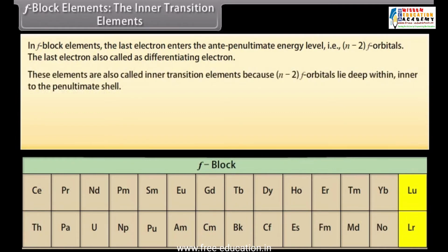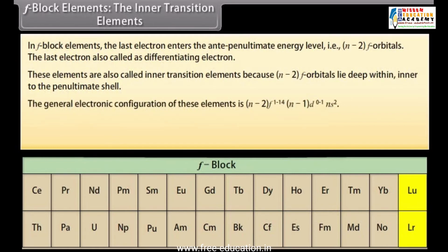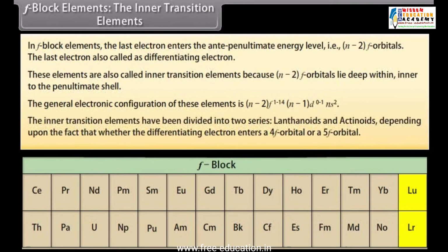These elements are also called inner transition elements because (n-2) f orbitals lie deep within, inner to the penultimate shell. The general electronic configuration of these elements is (n-2)f1 to 14, (n-1)d0 to 1, ns2. The inner transition elements have been divided into two series, Lanthanoids and Actinoids, depending upon whether the differentiating electron enters a 4f orbital or a 5f orbital.